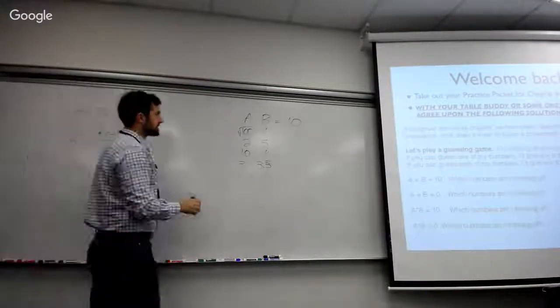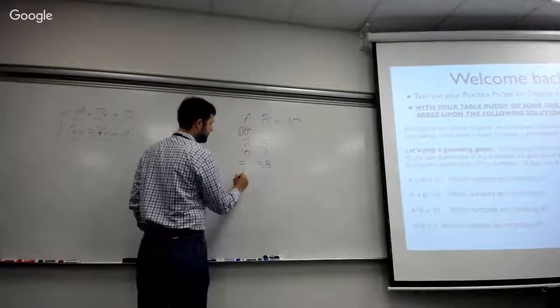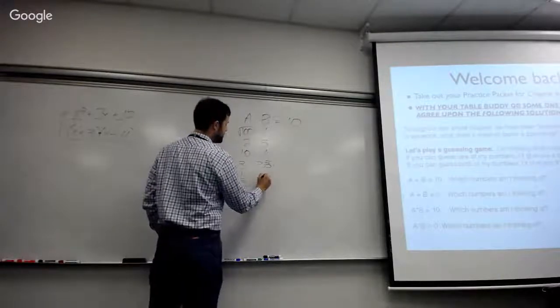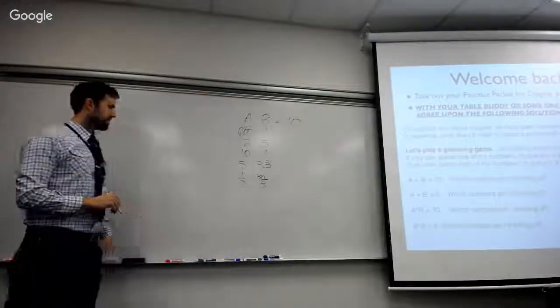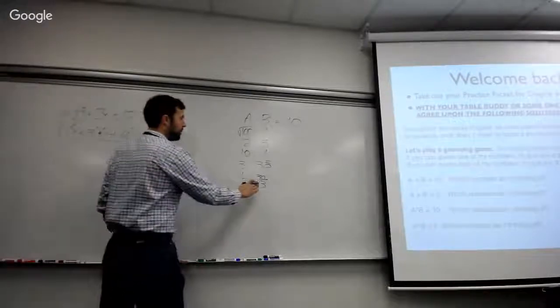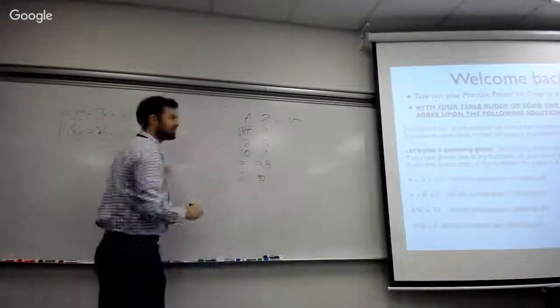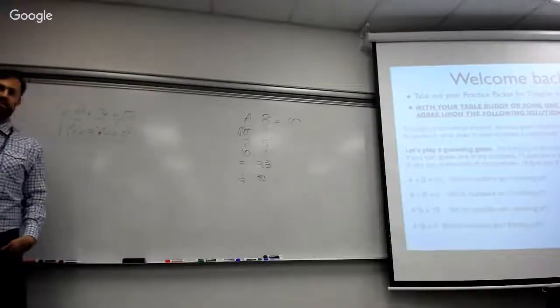It could even be something wild. It could be 1/3 times what? 30 thirds? Would that work? No, that wouldn't work. 1/3 times 30. There we go. 1/3 times 30. It could be a lot of different things.